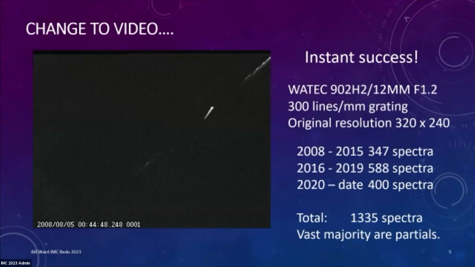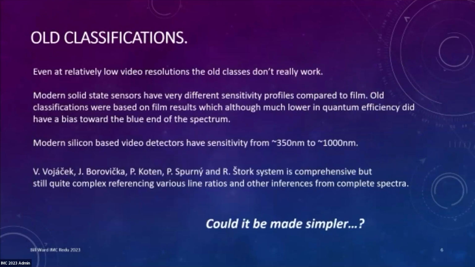I spent 25 years using film and caught 0 spectra. The first night I blue tacked a grating to my first WATEC camera, I recorded a spectrum. But looking at that, up on the screen there, you couldn't really do the analysis that Veronica was talking about. So what can you do?